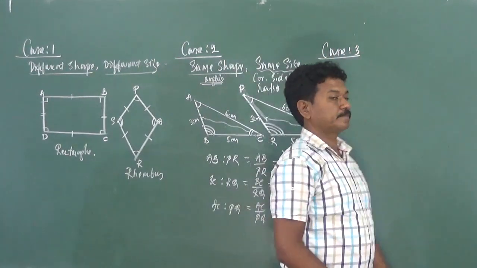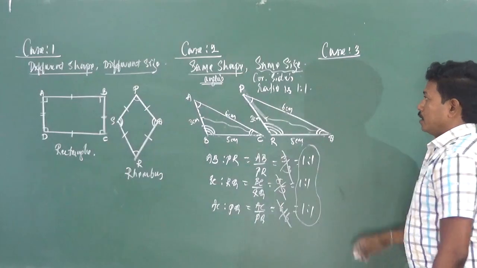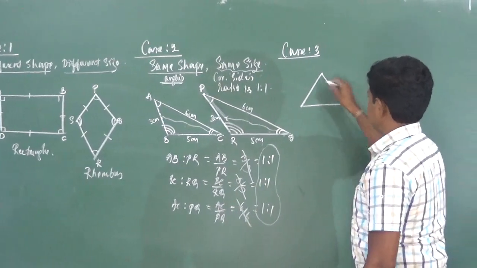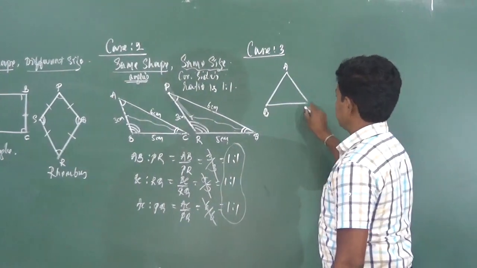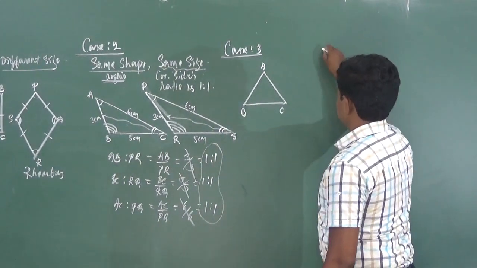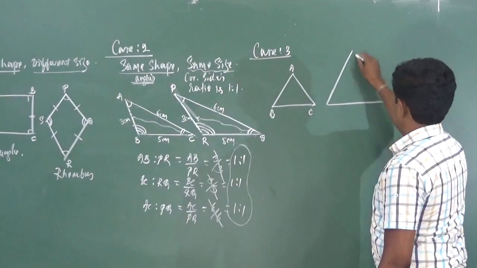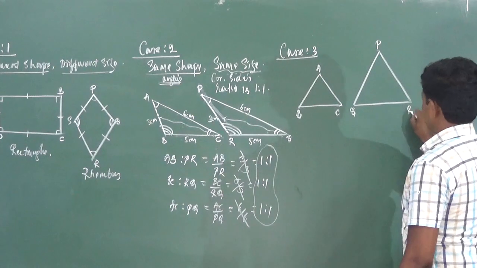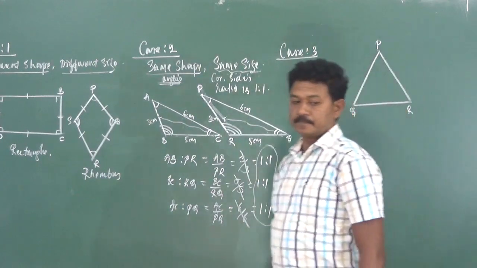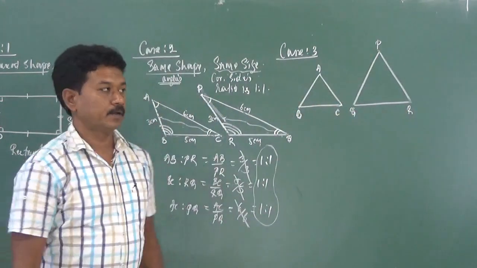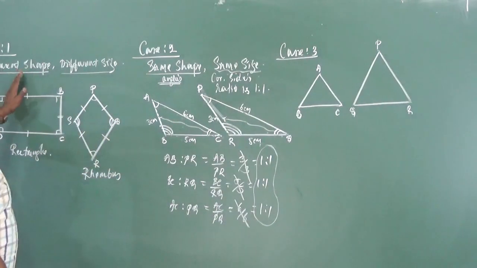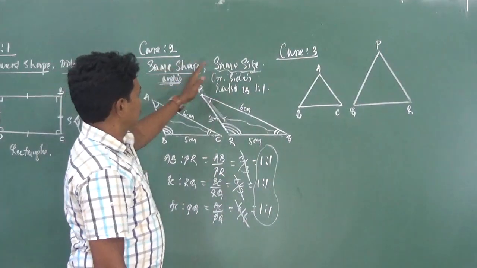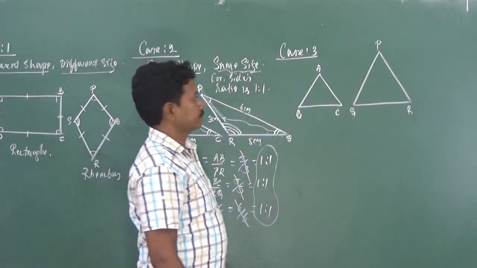Case 3. Let us take a triangle. I'll call it triangle ABC. I'll take another triangle and call it triangle PQR. I have two triangles here. Different shape, different size. Same shape, same size.